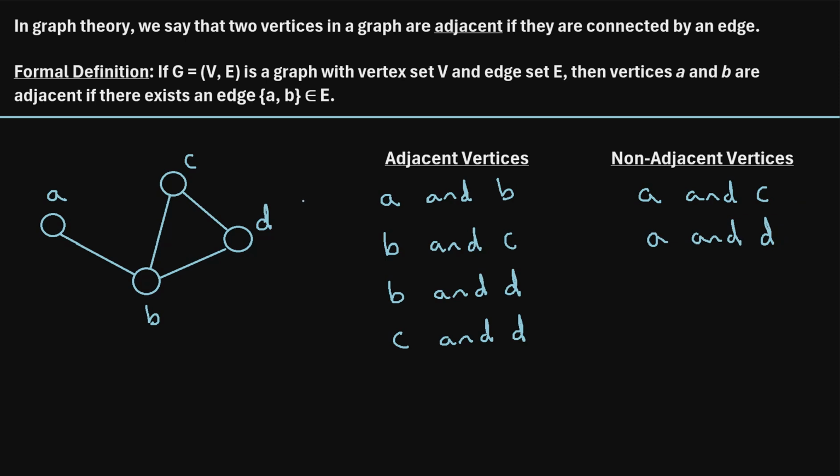So that's the idea behind adjacent vertices. It's a pretty straightforward idea. No need to overcomplicate it. We simply say that two vertices are adjacent if they are connected by an edge.